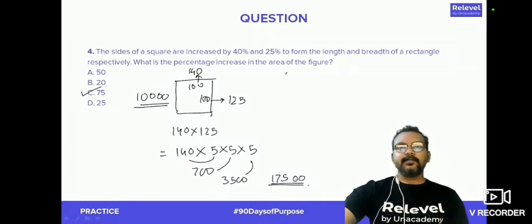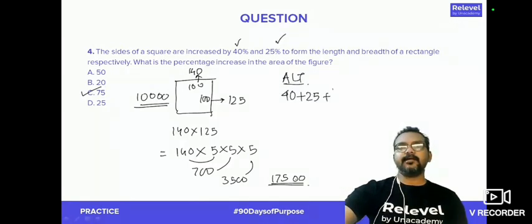An alternative approach is simply to use the successive percentage change formula and calculate. So 40 plus 25 plus 40 times 25 upon 100. 40 times 25 upon 100 would give you 10. So 65 plus 10, 75% is the answer.